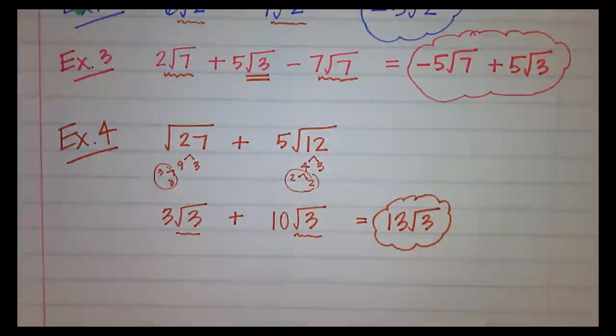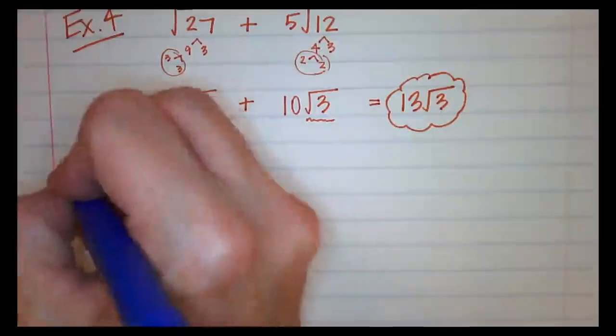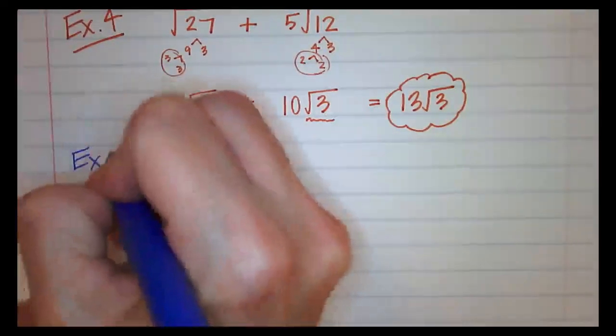And there you have it. All right, so not too bad. All right, next one. The only thing we're going to do is we'll combine 3 radicals together. All right, so example 5.